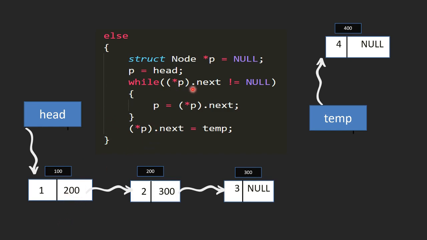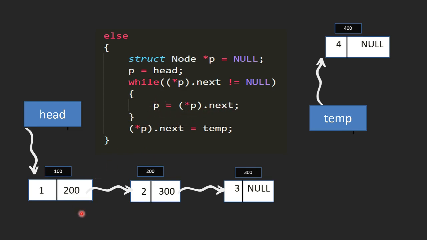If you check *p.next, in this case it will be 200, because p is pointing to this first node. Hence the value of *p.next will be 200, and it is not equal to null. That means this condition is satisfied. Hence it will come inside the while loop, and it will say, oh look, I am going to point to the next node. So how to point to the next node? We will update the value of p as *p.next.